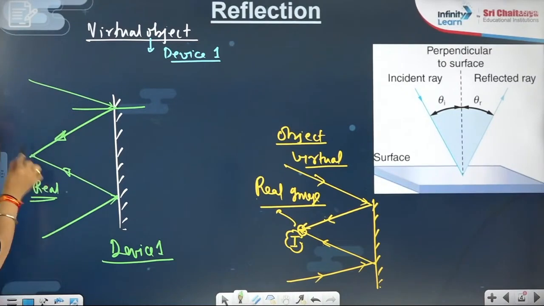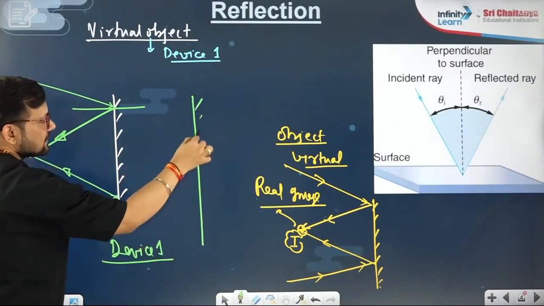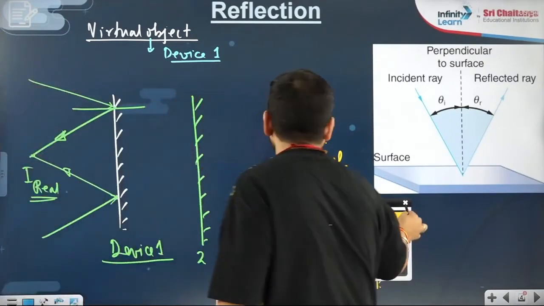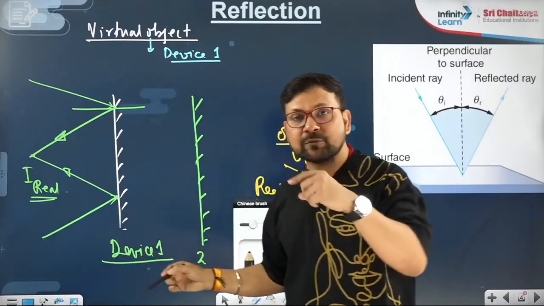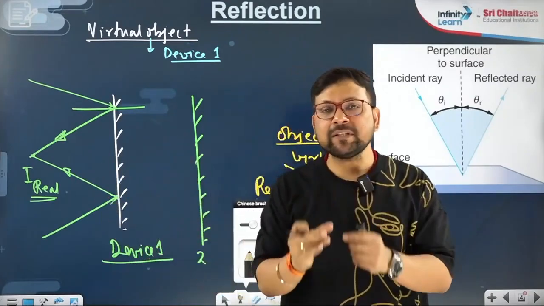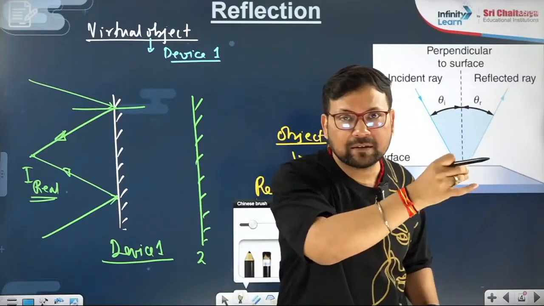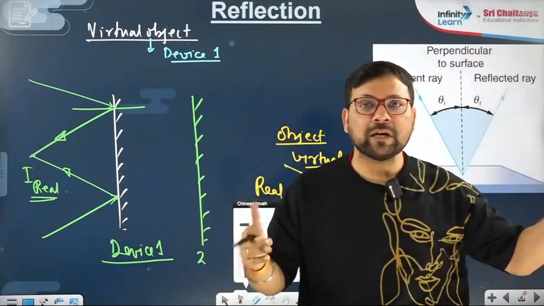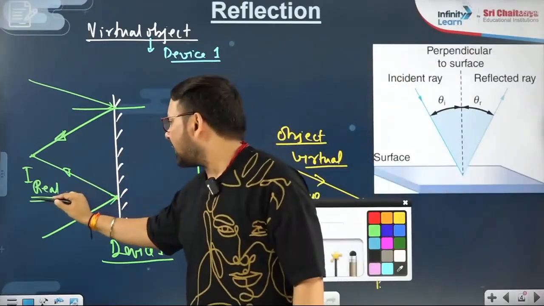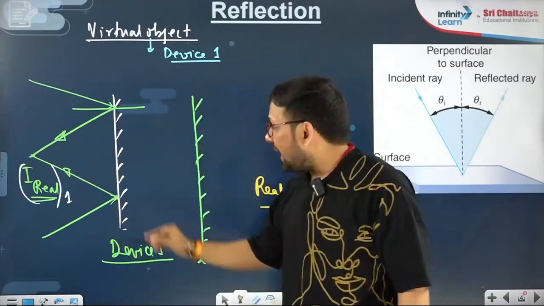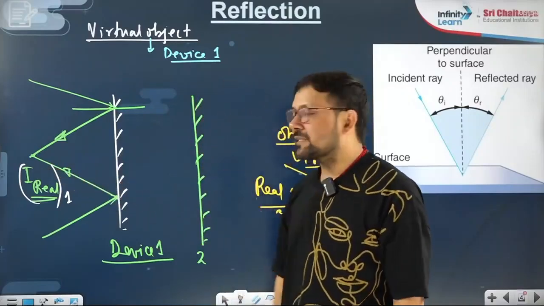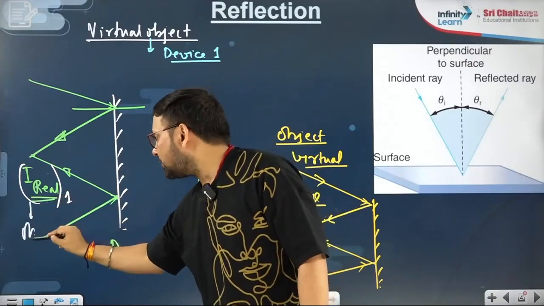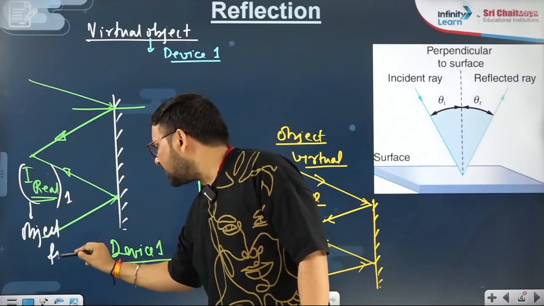Now this real image, if I am putting here another device number 2. Now for the plane mirror 2, for the device number 2, please understand whatever image has been formed, this is called successive reflection. It means image of first is object of second. Image of second is object of third, and it goes on. So that is the real image for device number 1, and this will act like the object for the second device.